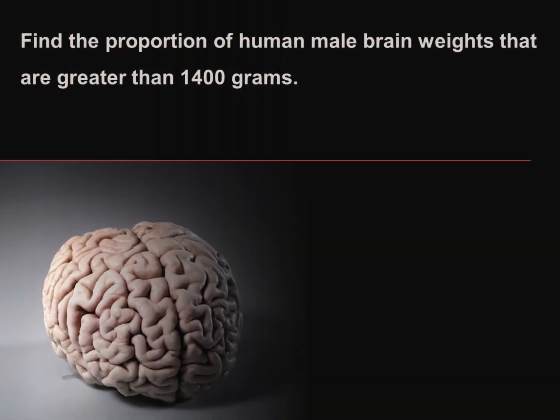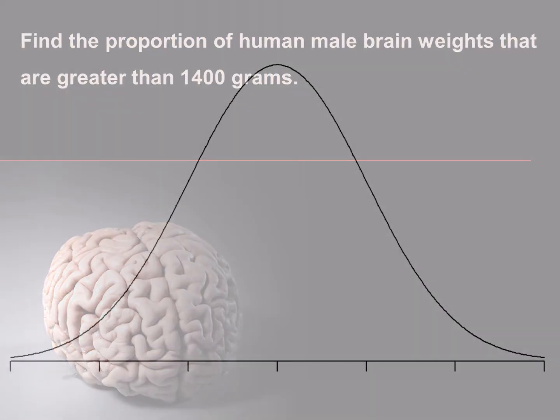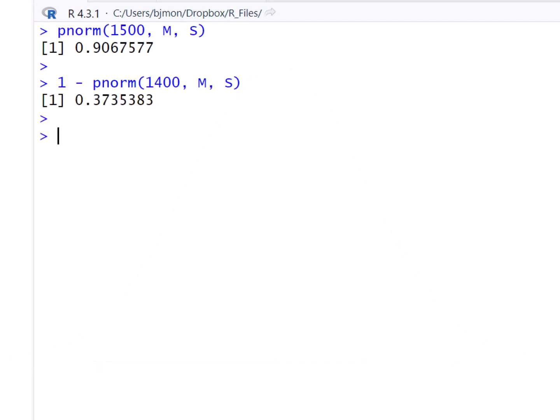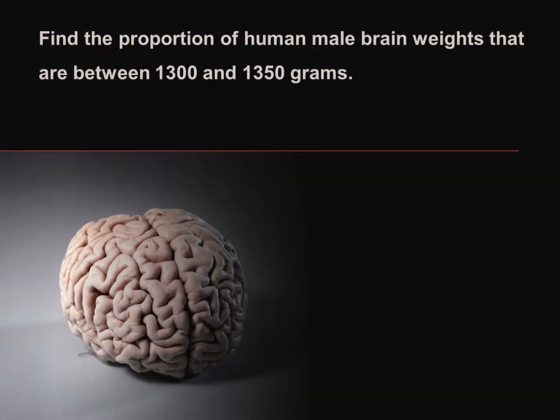Suppose that we wanted to find the proportion of weights that are greater than 1,400 grams. Because the entire area under the curve represents all possible weights, we know that it has an area equal to 1. So to find the proportion greater than 1,400, we have 1 minus pnorm(1400, m, s), which equals 0.3735383.